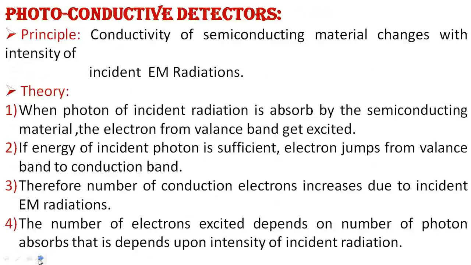Next is the photoconductive detector. The conductivity of the semiconductor material changes with the intensity of incident radiation. Theory: a photon of incident radiation is absorbed by the semiconductor material, and an electron from the valence band gets excited. If the energy of the incident photon is sufficient, the electron jumps from the valence band to the conduction band. Therefore, the number of conduction electrons increases due to incident EM radiation. The number of electrons excited depends on the number of photons absorbed, which depends upon the intensity of incident radiation.